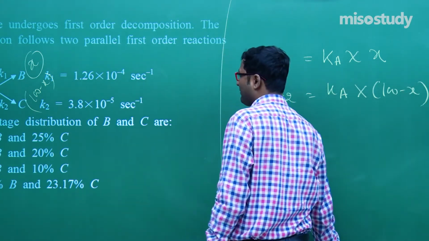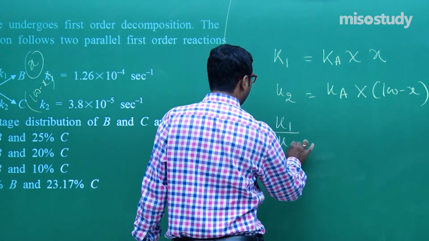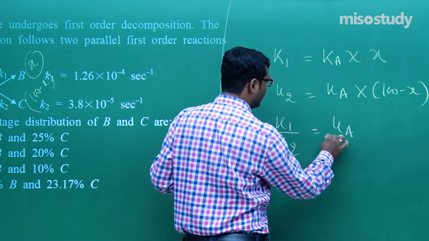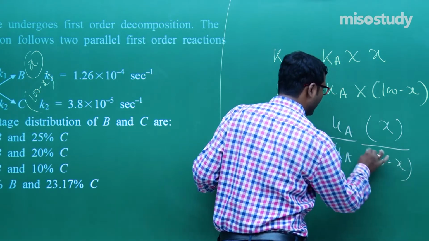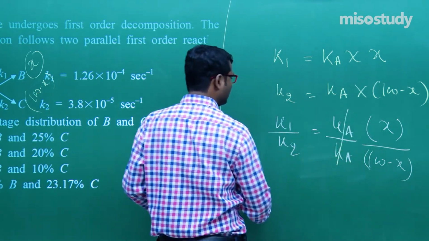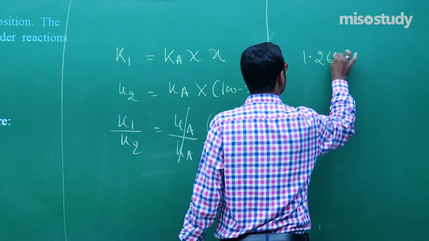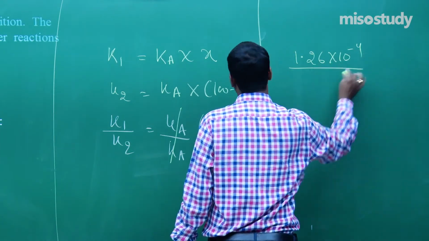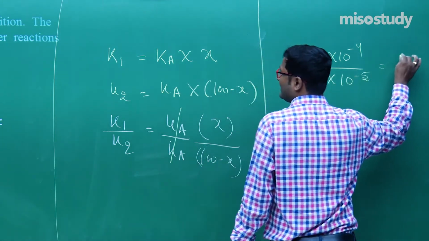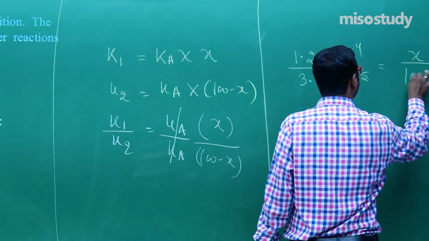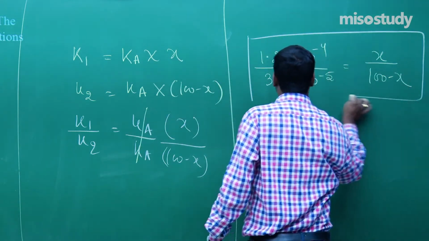Now what will happen? What is the distribution in this case? It's very simple. K1 upon K2 is equal to Ka into X upon Ka into 100 minus X. Clear? This Ka will cancel. Now I am putting the value of K1, which is 1.26 into 10 to the power minus 4, and K2 is 3.8 into 10 to the power minus 5, equal to X upon 100 minus X. Clear to you? After solving this expression, what do we get?